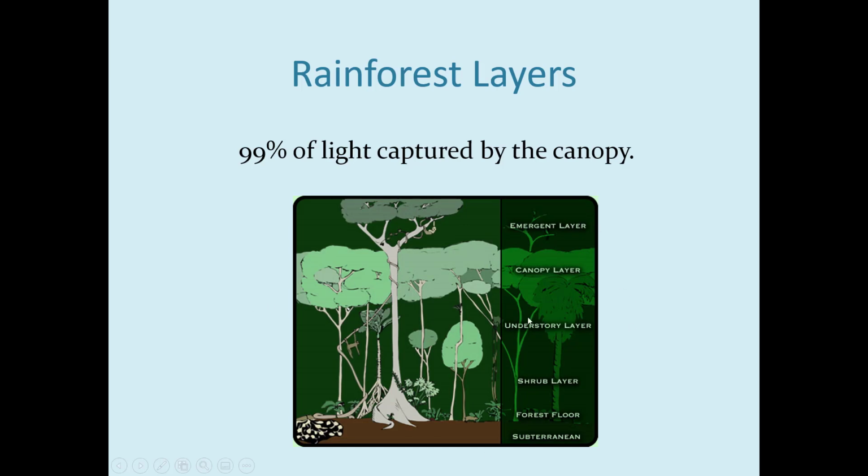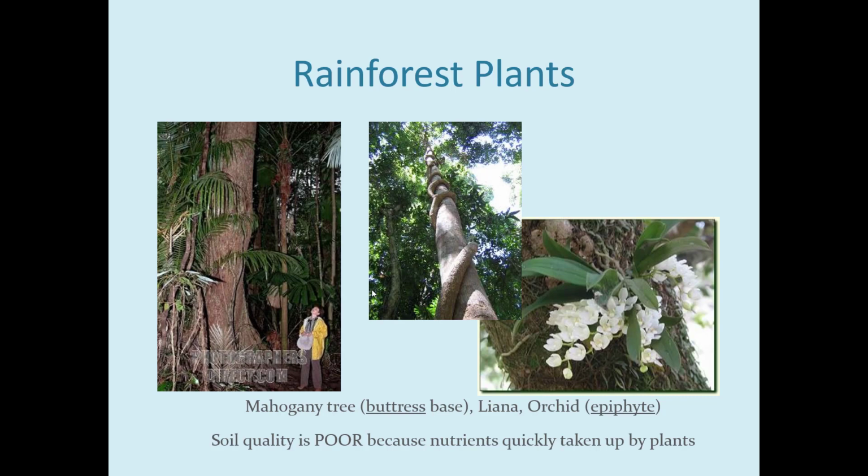You have an emergent layer, a canopy layer, understory, shrub, forest floor. Don't worry about subterranean, that's underground, nobody cares. It is actually kind of dark here because 99% of this light is captured by the canopy. Most of the greenery is up here, so it's always kind of like this twilight. Although it's sunny all the time, you would never know it down here because the tops of the trees grow together so thickly. Again, do make sure you sketch that.